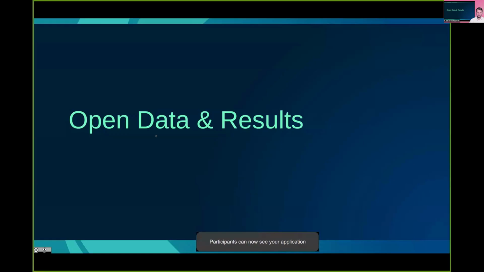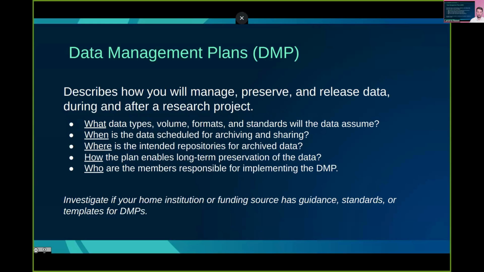Now, for our open data and results section, we're going to begin by talking about how we can write a data management plan. For those who are unfamiliar, a data management plan is an ever-growing common component of grant proposals that you are going to need to write. And specifically, your data management plans are there to address the what, when, where, how, and the who, all revolving around the data that you are going to either use, preserve, or share with a given project.